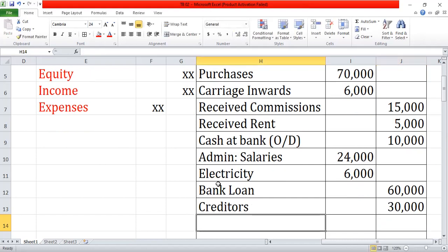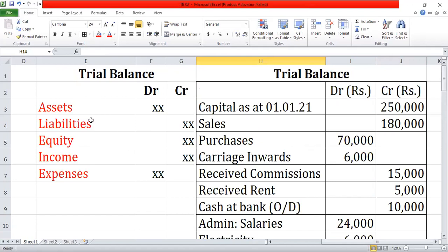So this is all you have to learn. Assets go on the debit side; liabilities, equity and income in the credit column; again, expenses balances in the debit column. That is all there is to learn in the trial balance. We get this question sometimes even in the O-level paper, so this is what you have to use.